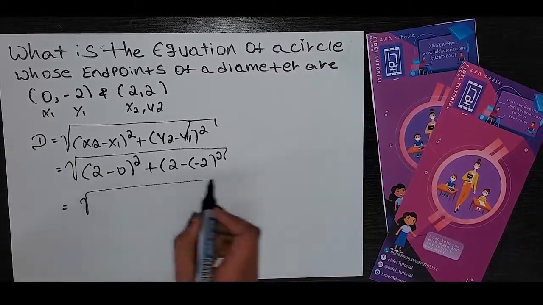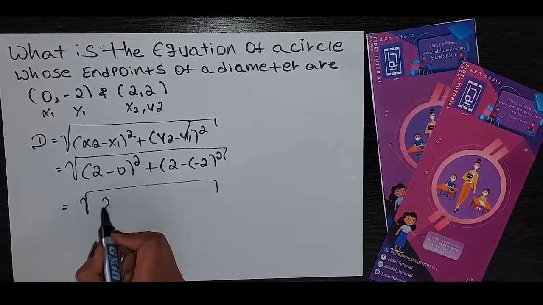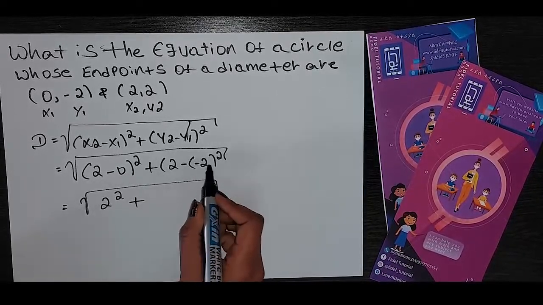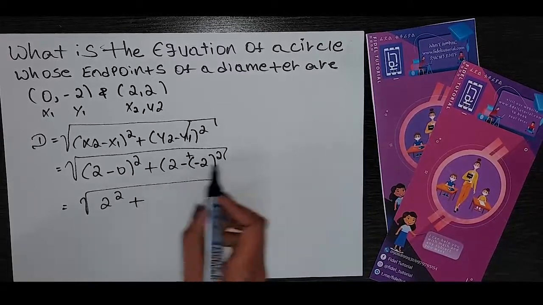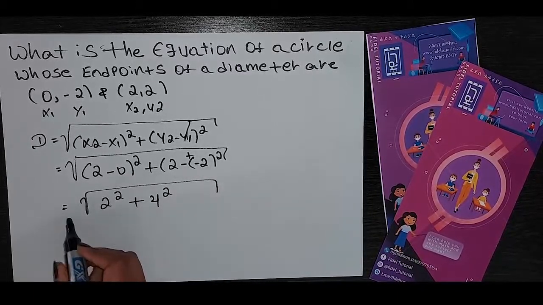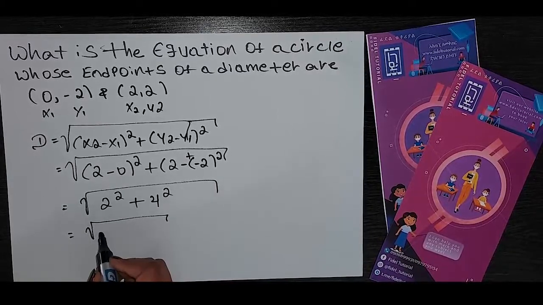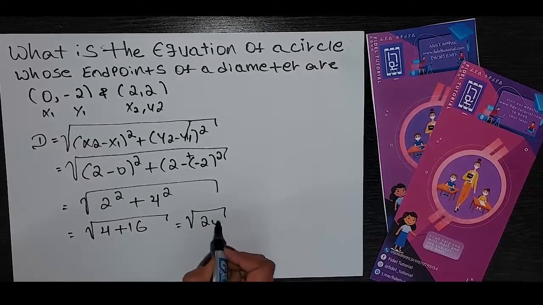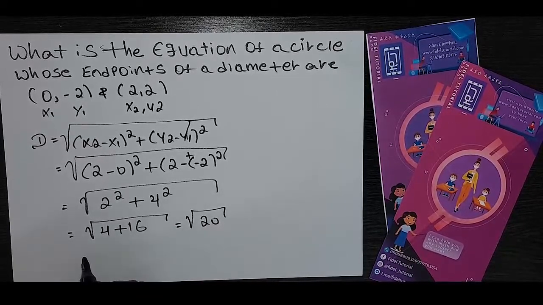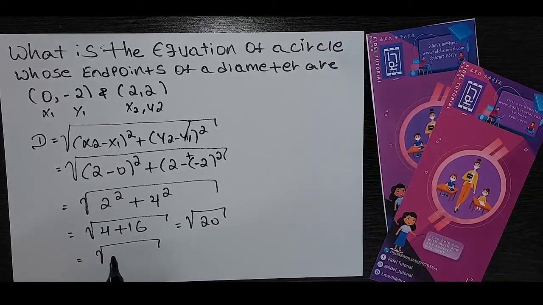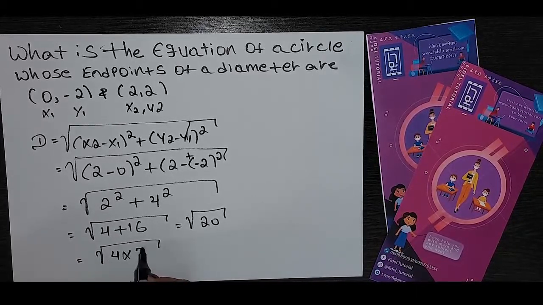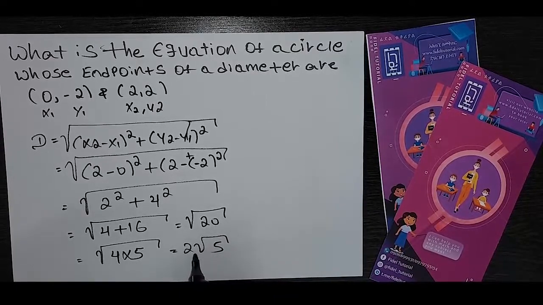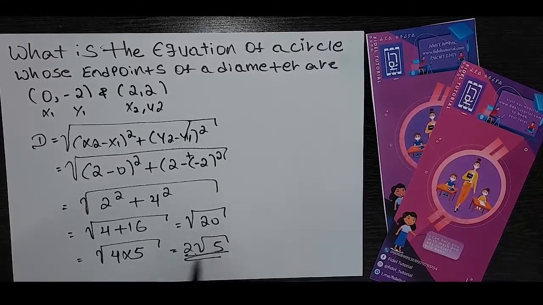So ይሄንን ሶልቭ እናደርገው። 2 minus 0 is 2, 2 square, plus 2 minus minus 2, this will be plus 2, 2 plus 2 is 4, 4 square. ስለዚህ ይሄንን under the square root: 2 square is 4 plus 4 square is 16, this will be square root of 20. Square root of 20 ማለት under the square root 4 times 5. So when we take 4 out of the square root it will be 2 root 5. So diameter of the circle will be 2 root 5.